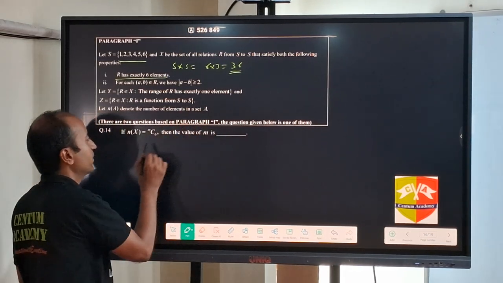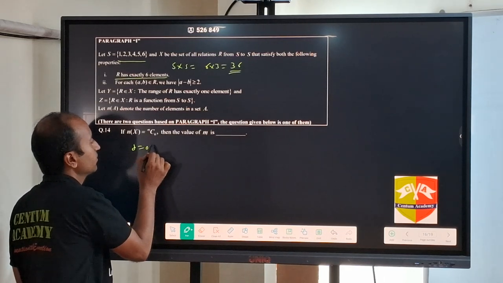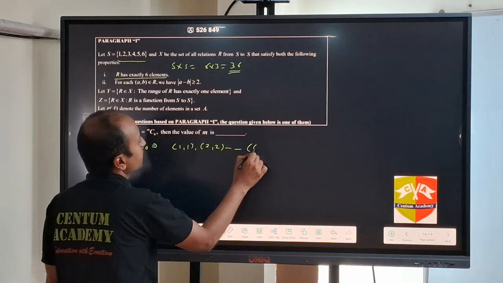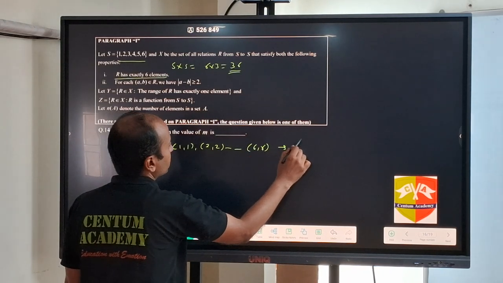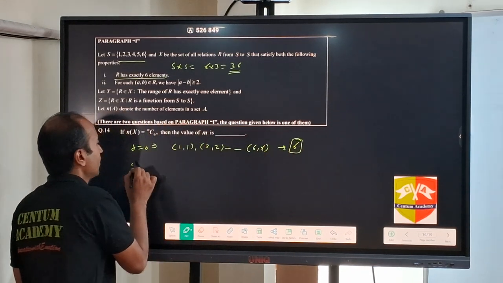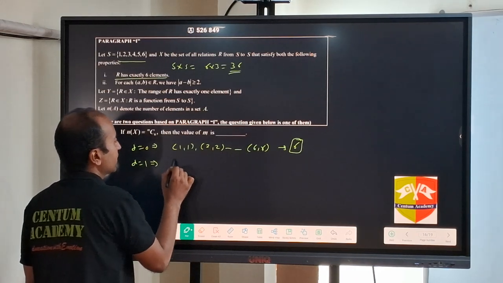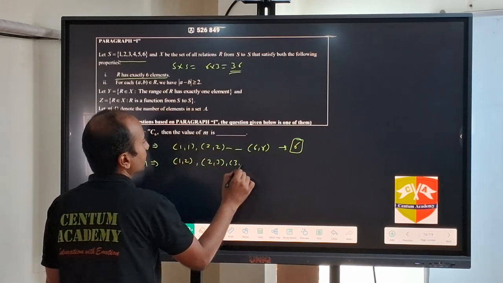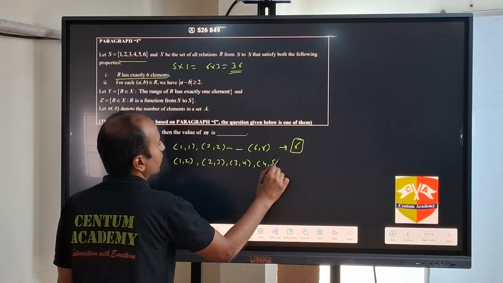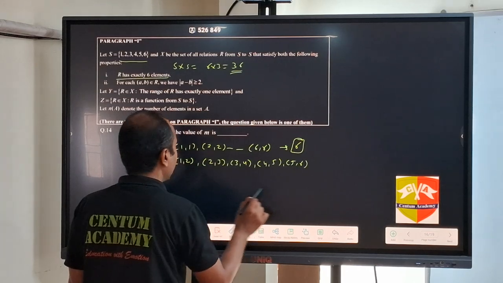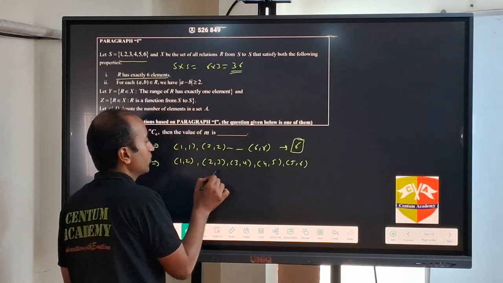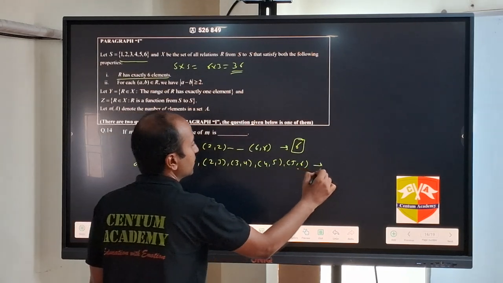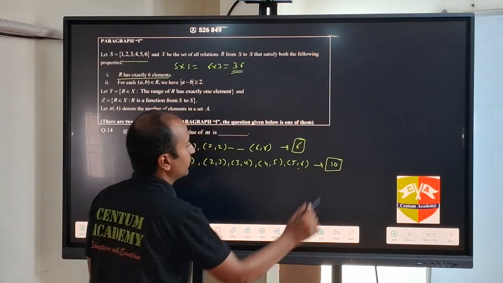Which are the pairs where the difference is less than 2, where difference is 0? Such pairs are (1,1), (2,2), up to (6,6). So, these 6 pairs we are going to subtract from these 36 pairs. When difference is 1, how many such pairs are there? (1,2), (2,3), (3,4), (4,5), and (5,6), and the reverse will also be there: (2,1), (3,2), (4,3), (5,4), and (6,5). So, 5 of these, 5 of the reverse, these are 10 such pairs. And 10 plus 6 is 16.